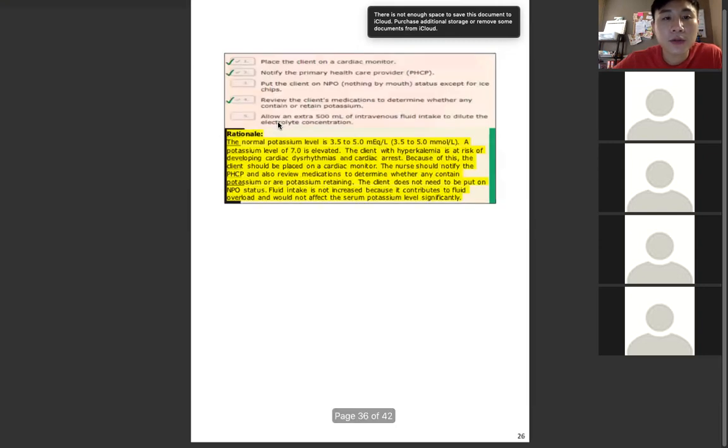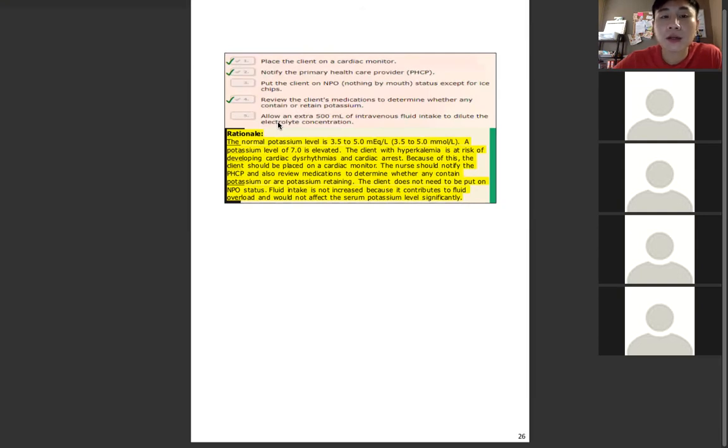Okay, so the answer for this question is we have to place the client on a cardiac monitor. Then we have to notify the doctor immediately. And then we review the client's medication to determine whether any contain or retain potassium. We need to put them on the cardiac monitor because potassium, if it is out of range, will cause dysrhythmia and issues with the heart rate.